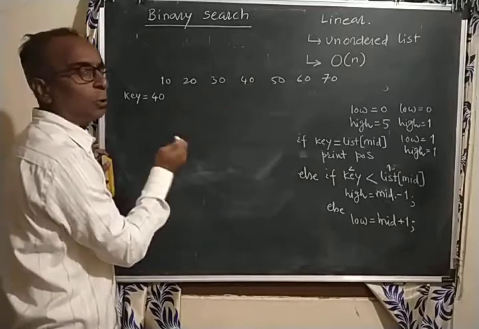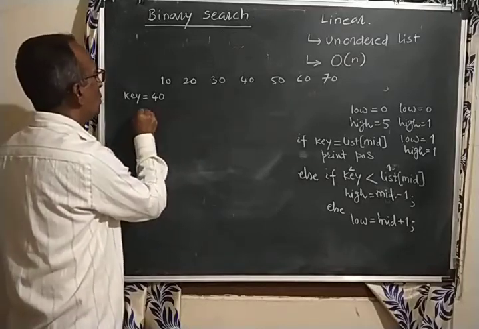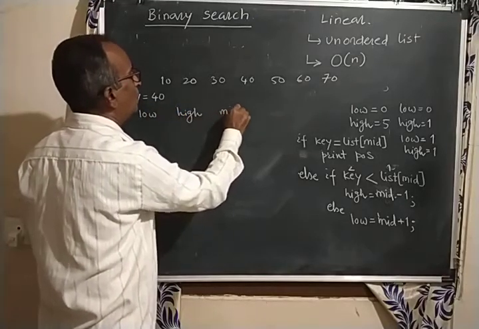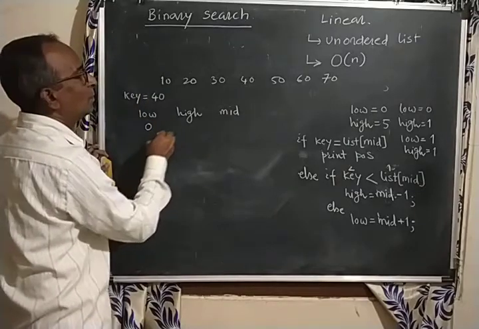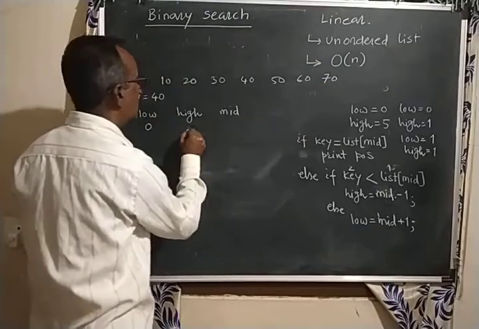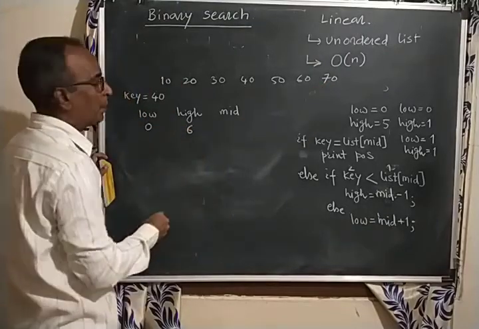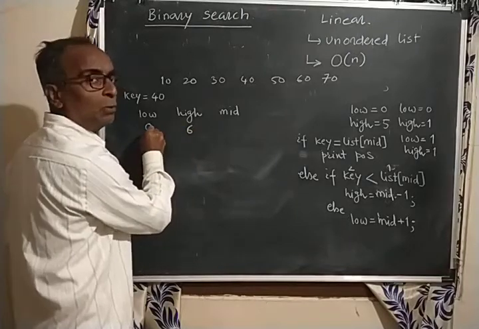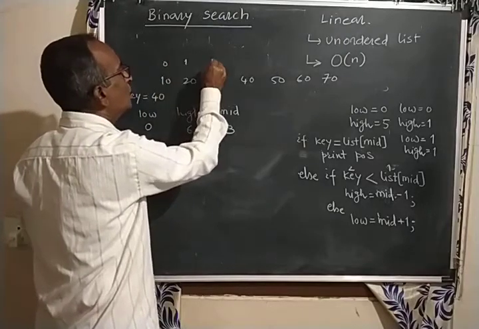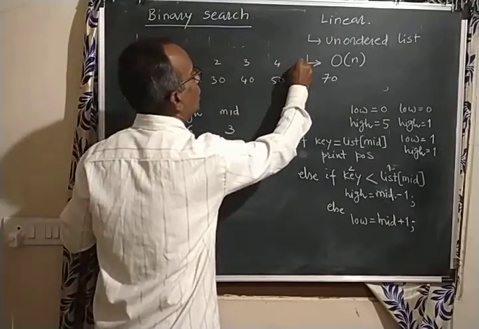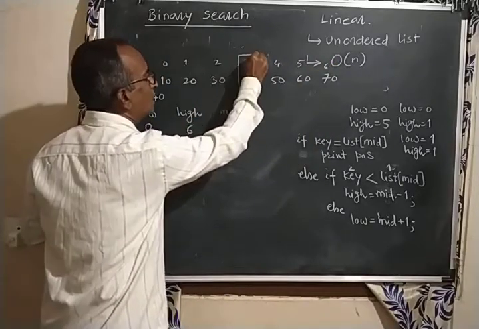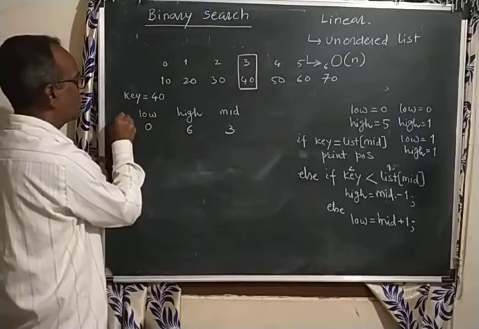How this low, mid, high we will see. Low initially, then high, and then mid value. Low is 0. How many number of elements? 7 elements are there. So last index will be 6. So high will be 6. Then what will be mid? 6 plus 0 by 2, it will be 3. Mid element, this is 0th, 1st, 2nd, 3rd, 4th, 5th and 6th element. So what is mid? Mid is this in the first iteration.